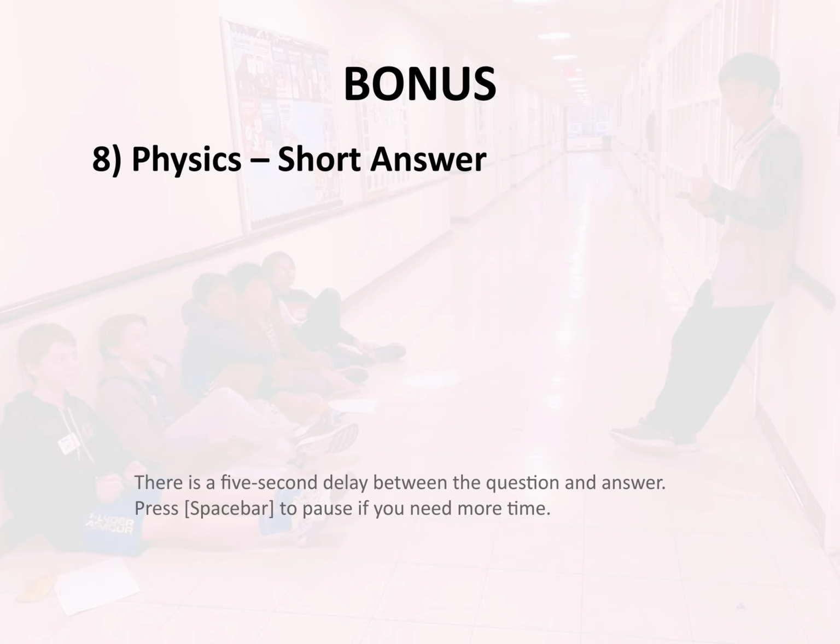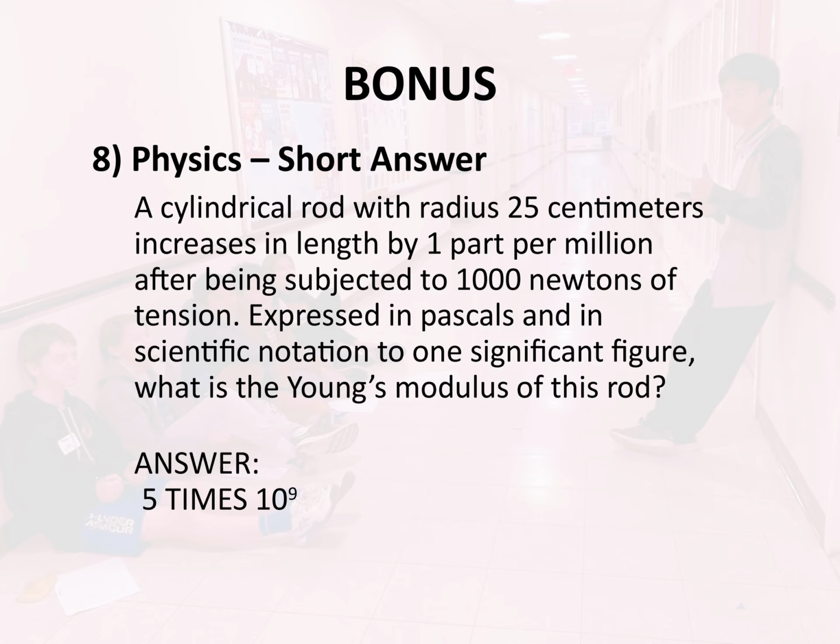Bonus 8. Physics, short answer. A cylindrical rod with radius 25 cm increases in length by 1 part per million after being subjected to 1,000 newtons of tension. Expressed in pascals and in scientific notation to one significant figure, what is the Young's modulus of this rod? Answer: 5 times 10 to the 9th.